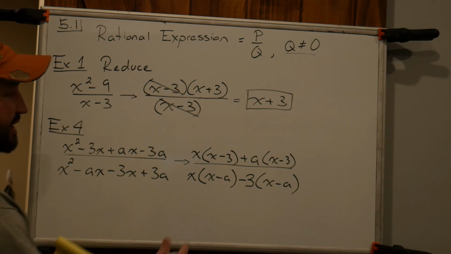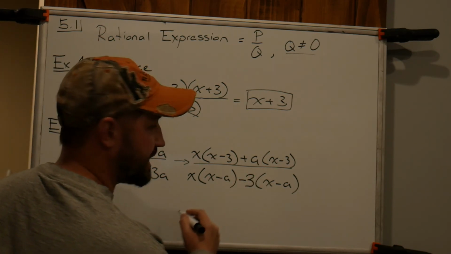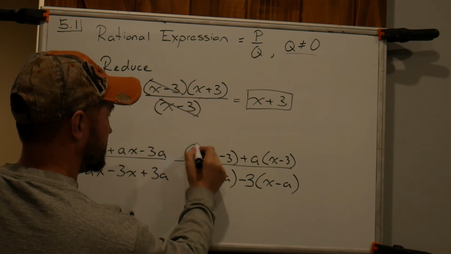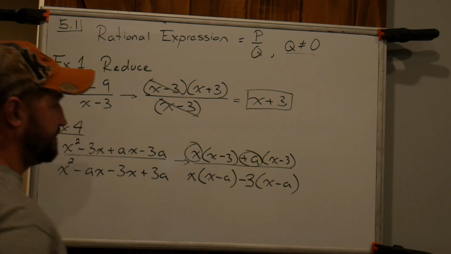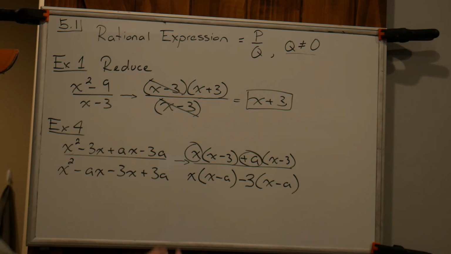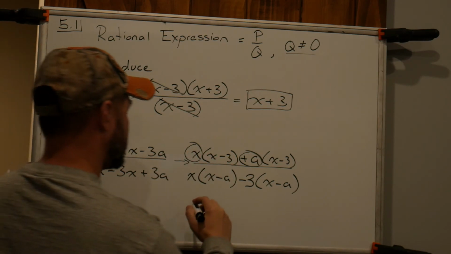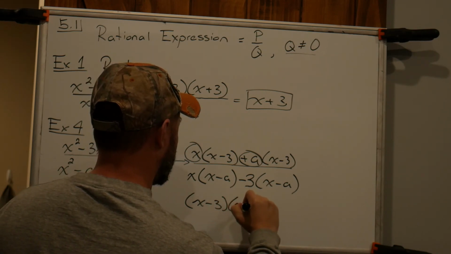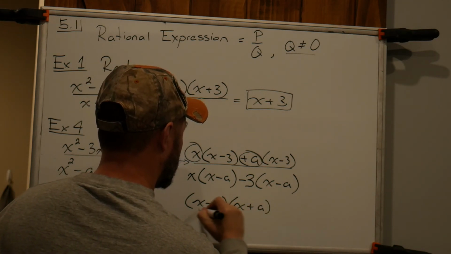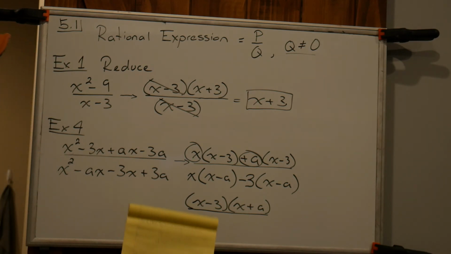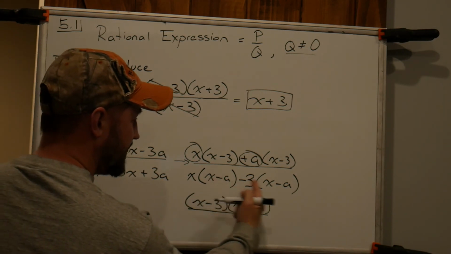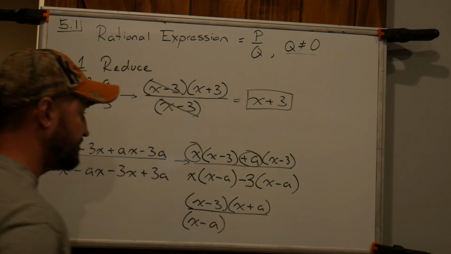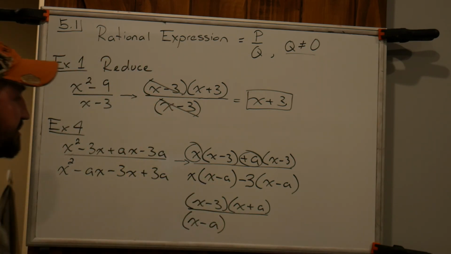So now I have my groups. I'm going to rewrite down below it before I cancel out. So up here, I have an x minus 3 in each group. I would be left with an x plus a. So if I pull out my x minus 3, I'm left with x plus a. Here, I have an x minus a that I'm going to factor out of the 2. I'm left with x minus 3.